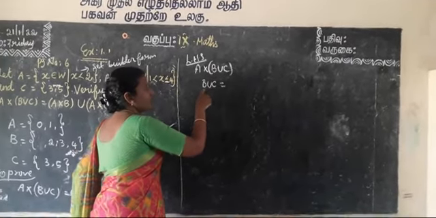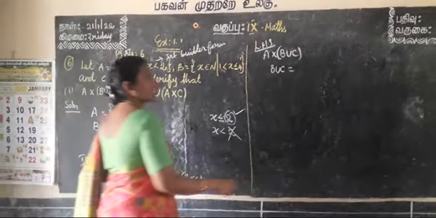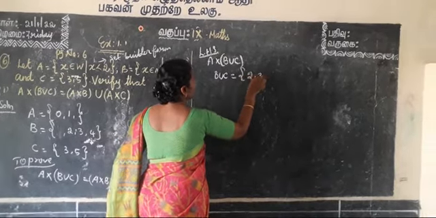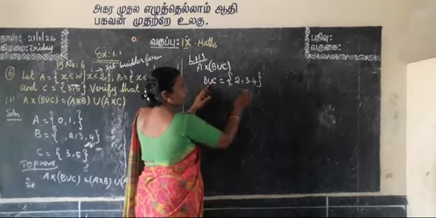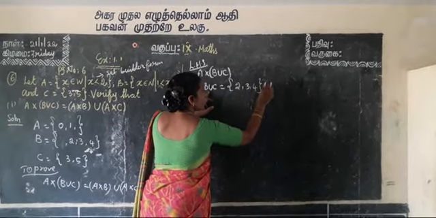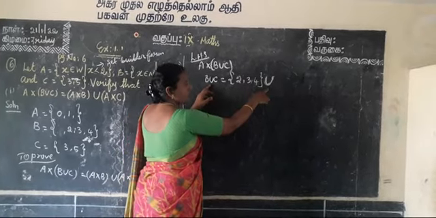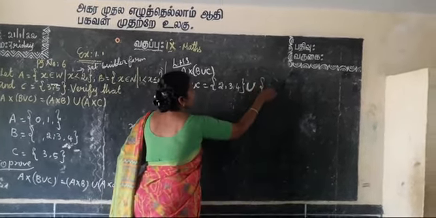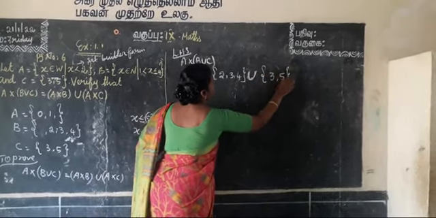B union C is equal to... you have to write the B set of elements. What is the B set of elements? 2, 3, 4. We want to find out now. And then what is the symbol here? Union. So you have to put the union symbol. And then the C set of elements. What is the C set of elements? They have given 3, 5.